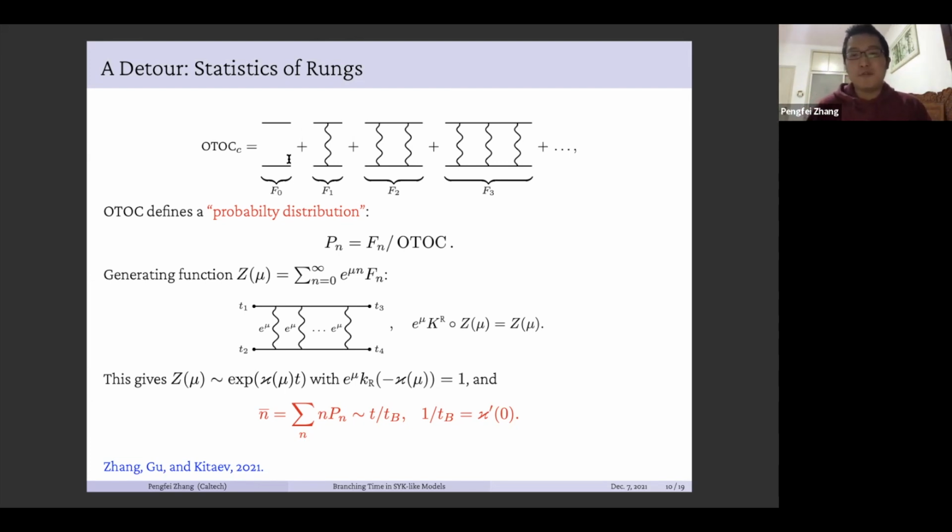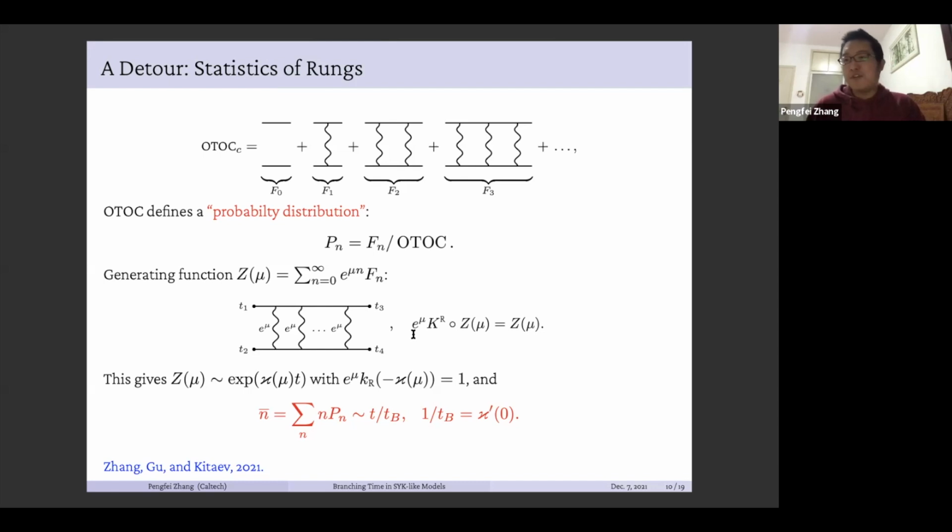And such a generating function is easy to compute, because the important observation is that this e to the mu n factor just tells us every time we see a new vector line, we need to attach an additional e to the mu factor. So as a result, this generating function will satisfy a similar equation compared to the original OTOC. It will satisfy such an equation with this additional e to the mu factor.